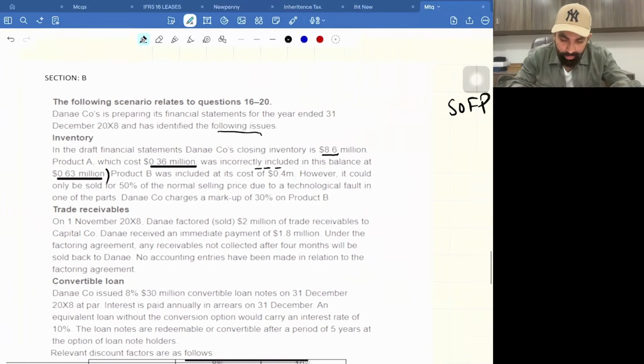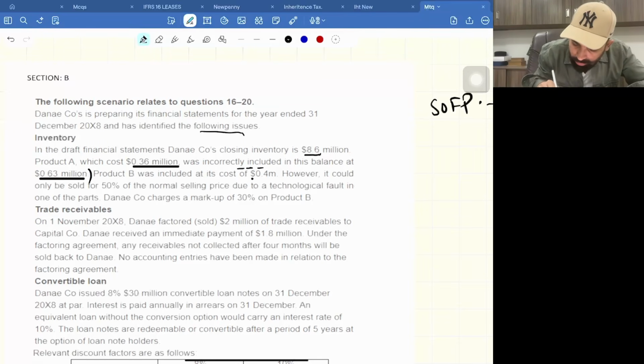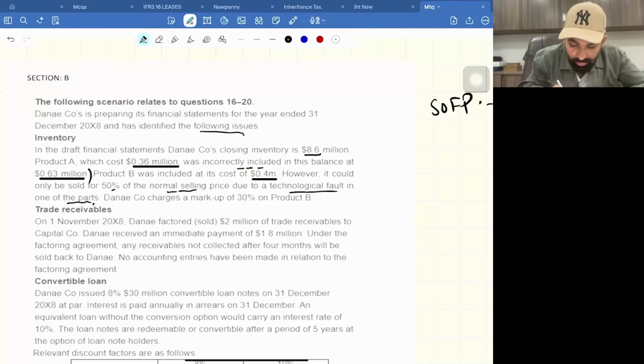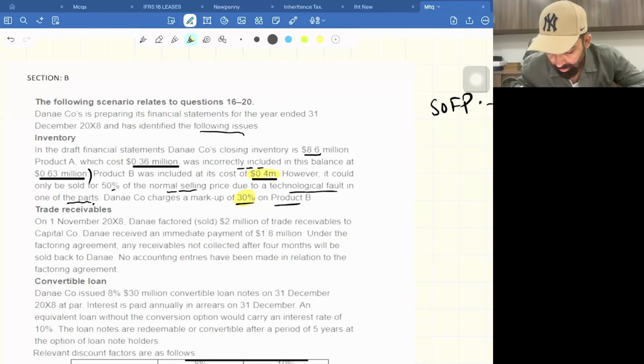Now next thing, product B was already included at cost. However, it could only be sold for 50% of the normal selling price due to a technological fault in one of the parts. This is for NRV. The company charges a markup of 30% on product B. First of all, calculate the selling price. This is the original cost and this is the markup percentage. Original cost is 0.4 million and markup is 30%.